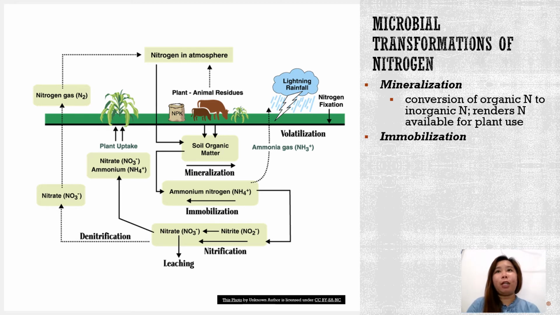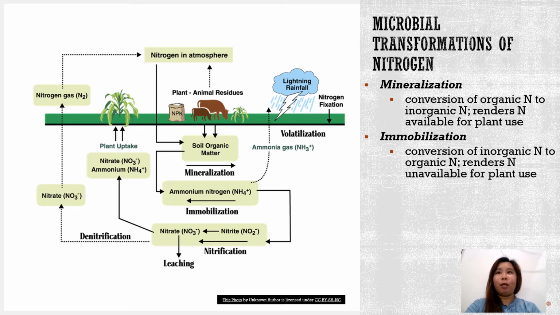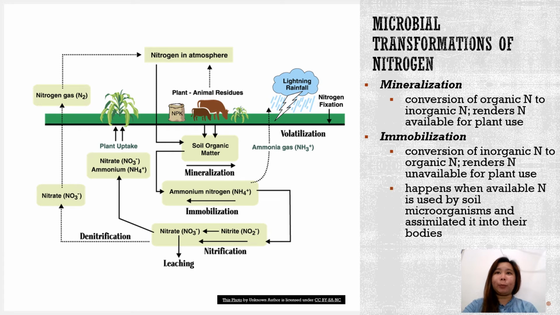Another microbial transformation is what they call immobilization. This is the opposite of mineralization because immobilization is the conversion of inorganic N to organic N, and this renders nitrogen unavailable for plant use. And immobilization happens when available nitrogen is used up by the microorganisms and incorporated in their bodies.